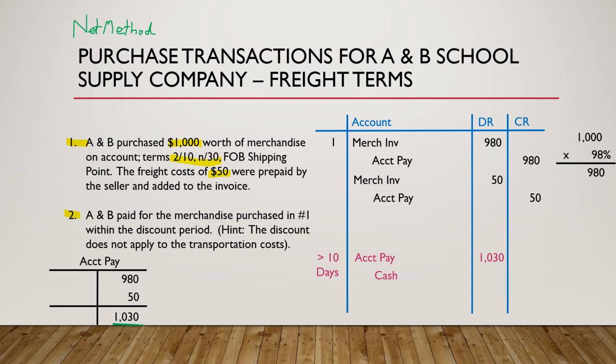How much cash is being paid out? Take the $980 discounted amount and divide it by 98% to remove the discount. Doing so works out to the original gross amount of $1,000.